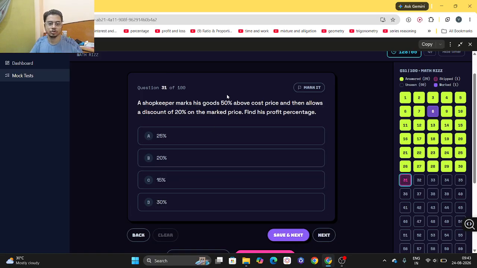2.5%. The shopkeeper marks his goods 50% above the cost price and then allows a discount of 20% on the mark price. Find the profit percentage. If the CP is 100, then mark price is 150, and then he allows a discount of 20% on the mark price. 150 into 8 by 10 is 120. Selling price is 120. 20% profit.